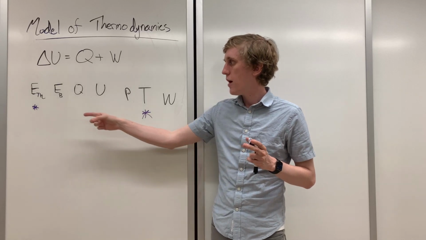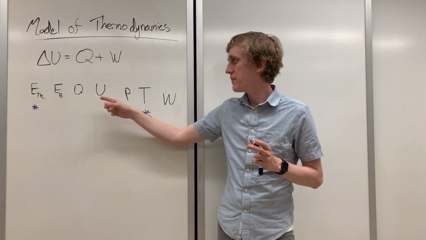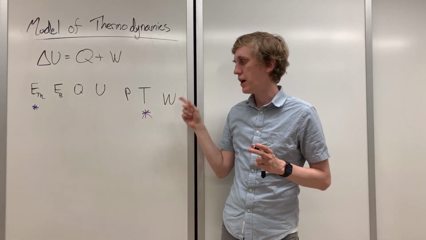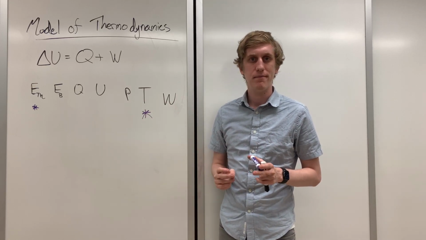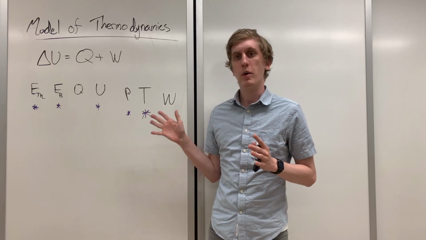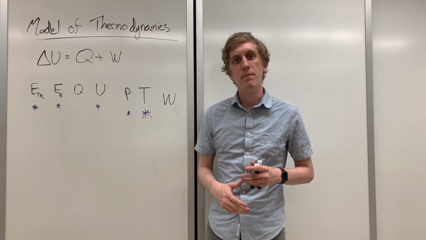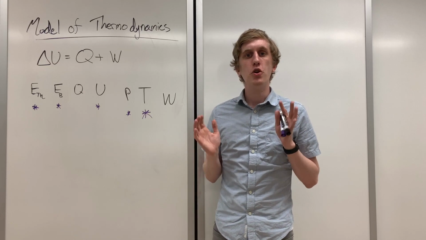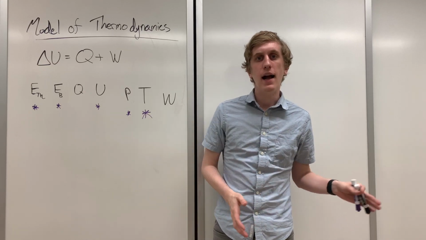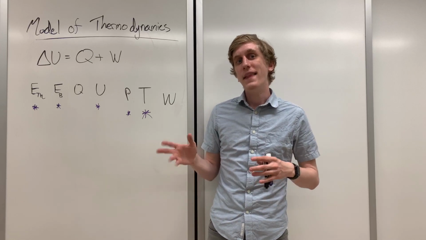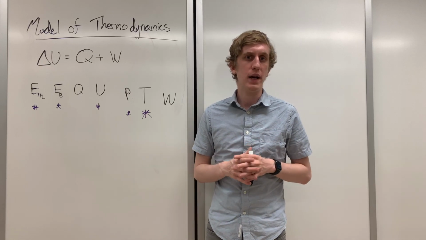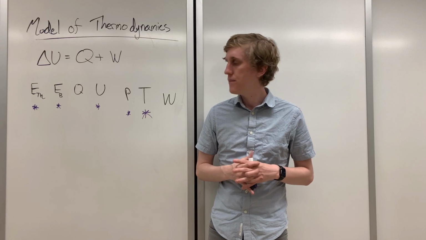So we're left with bond energy, heat, internal energy, pressure, and work. Which of these are state functions? All of these quantities with purple stars are state functions. They can either be measured directly without knowing anything about how the system got to its current state, or they can be determined from those directly measurable quantities.